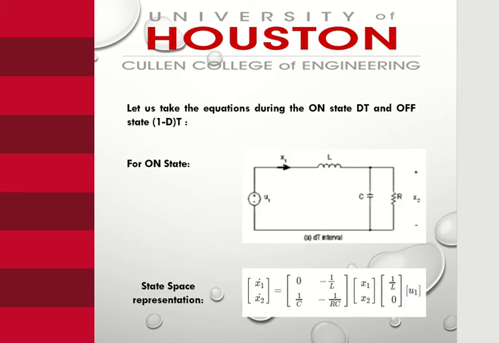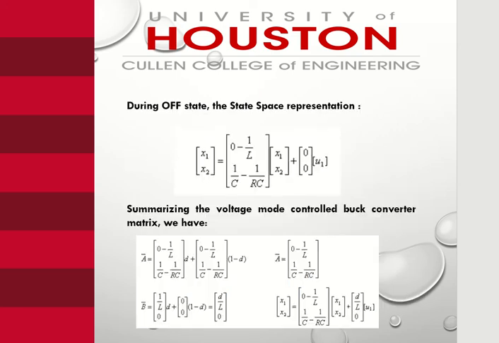Let us look at the on state. From the on state, the state space representation can be determined as follows. During the off state, the state space representation is as follows. Summarizing the voltage mode controlled buck converter, we have the equations. We have the matrix form equation, the state space representation, as follows.